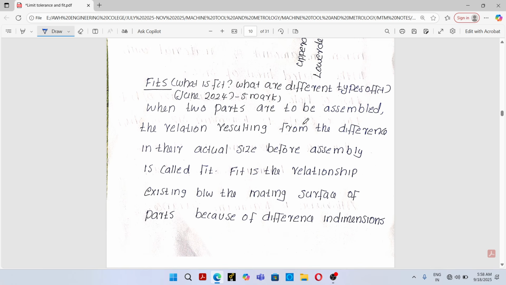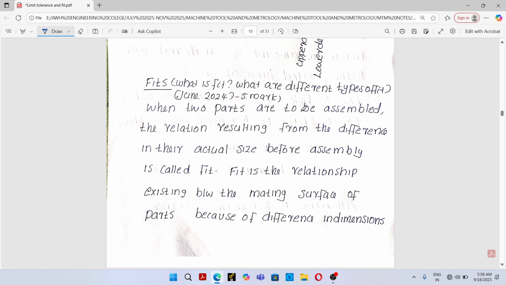സോ നെക്സ്റ്റ് കൺസെപ്റ്റ് ഈസ് ഫിറ്റ്. സോ ഇതും എക്സാമിന് ചോദിച്ചതാണ്. വാട്ട് ഈസ് ഫിറ്റ്, വാട്ട് ആർ ദ ഡിഫറെൻറ്റ് ടൈപ്സ് ഓഫ് ഫിറ്റ്. ജൂൺ 2024 5 മാർക്കിന് പാർട്ട് ബിയിൽ ചോദിച്ച ചോദ്യമാണ് ഫിറ്റിനെ പറ്റിയിട്ട്. ഓക്കെ, സോ ഡെഫിനിഷൻ ഓഫ് ഫിറ്റ് ആൻഡ് ക്ലാസിഫിക്കേഷൻ ഓഫ് ഫിറ്റ്. സോ വാട്ട് ഈസ് ദ ഡെഫിനിഷൻ ഓഫ് എ ഫിറ്റ്?